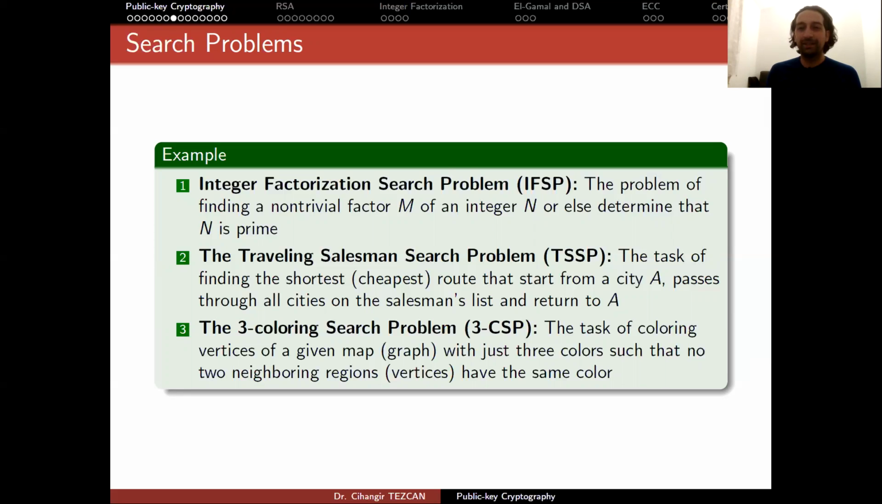So the question is, can you do it with 3 colors? If you can answer this with yes or no, then it will be a decision problem. But if you really color everything and find the solution, then it will be a search problem.